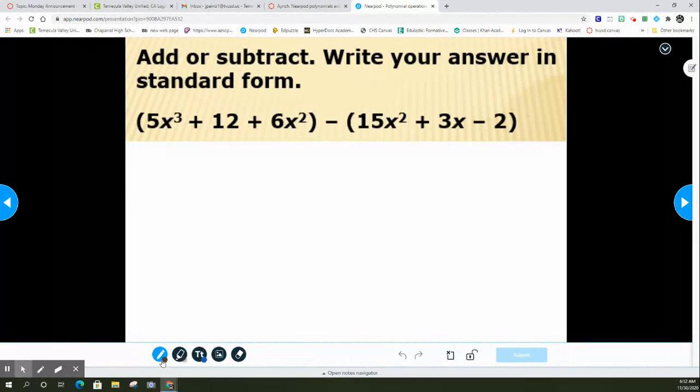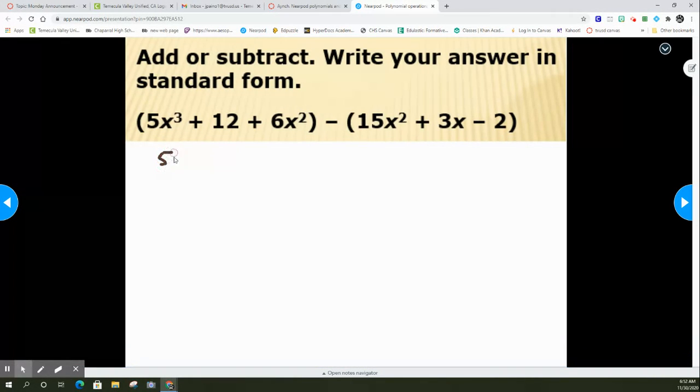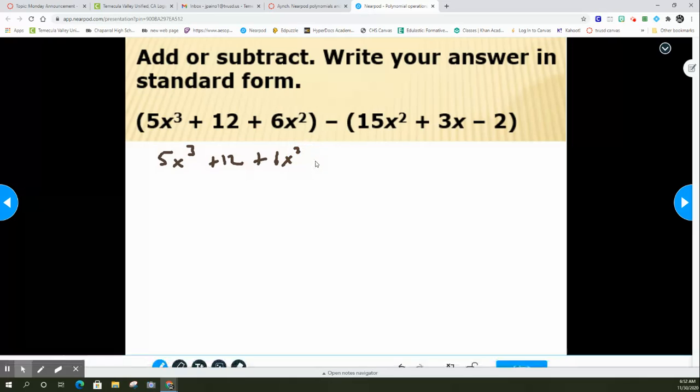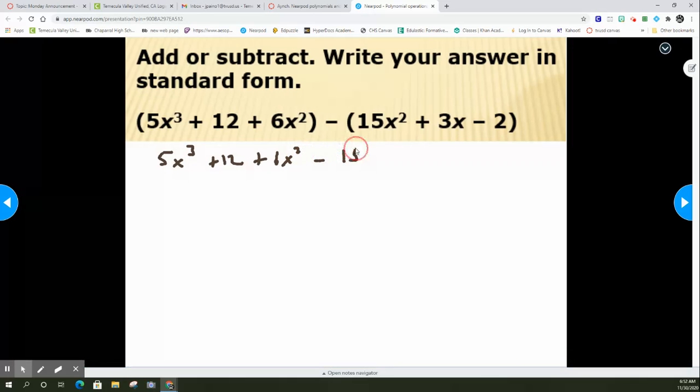All right, subtraction. So again, I'm going to take the extra time to rewrite it. So 5x cubed plus 12 plus 6x squared minus 15x squared minus 3x plus 2. Now I just combine my like terms.